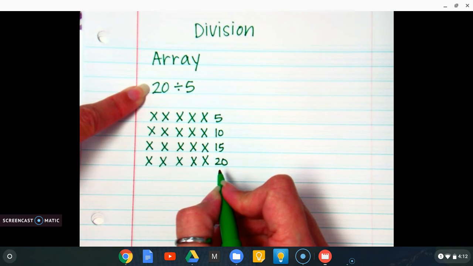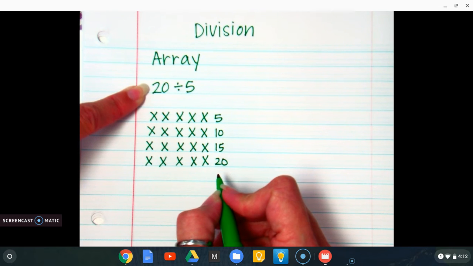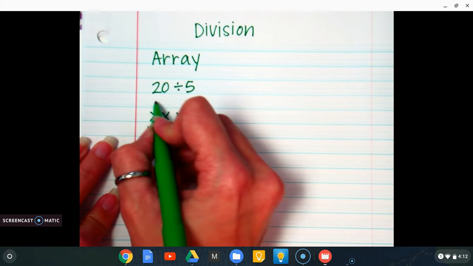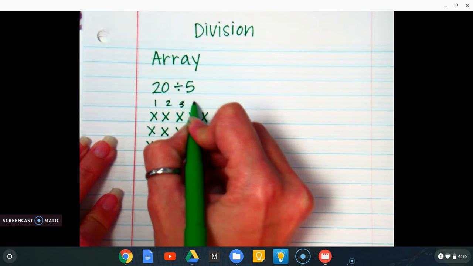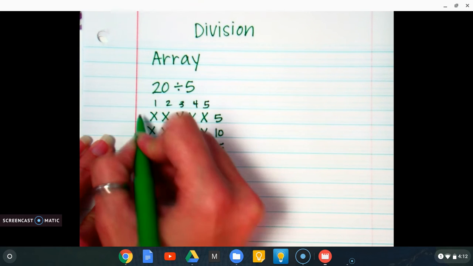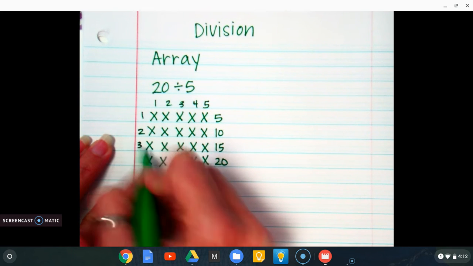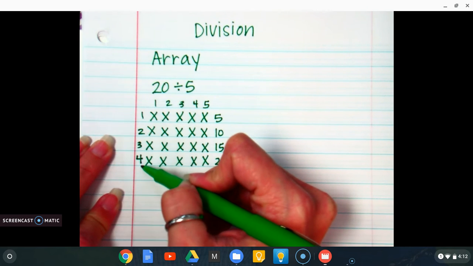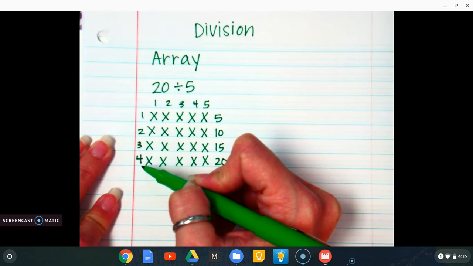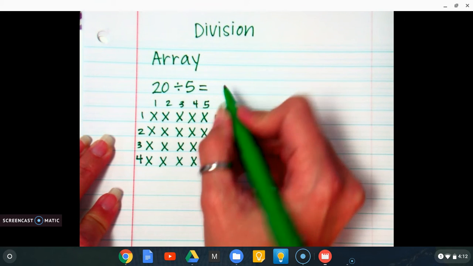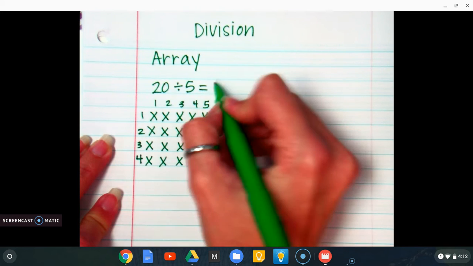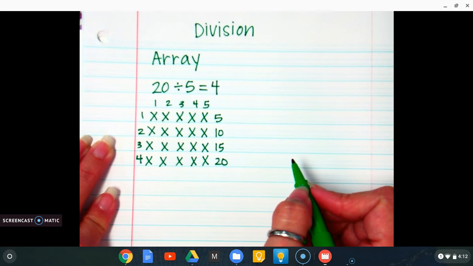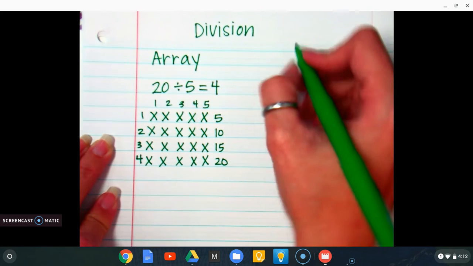Now I count how many of my x's go down. This is what I mean. Remember when we did the multiplication part and I asked them to put the numbers on top of the x's and on the sides? That is exactly what I want them to do here. So as you can see, I have 4 rows of x's going down. So I know that 20 divided by 5 equals 4. And that is how we solve a division equation using the array strategy.